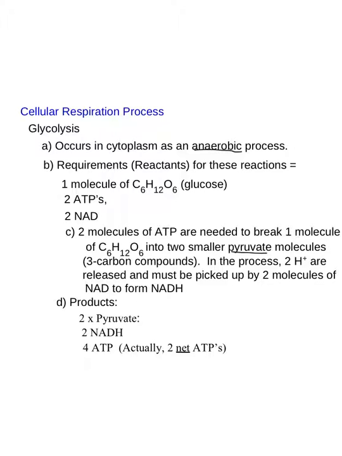cool, we actually release more energy than we put into it. So while we invest 2 ATPs, we get 4 ATPs out of it. So we actually end up with a profit of 2 net ATPs. Let me show you this in a flowchart.